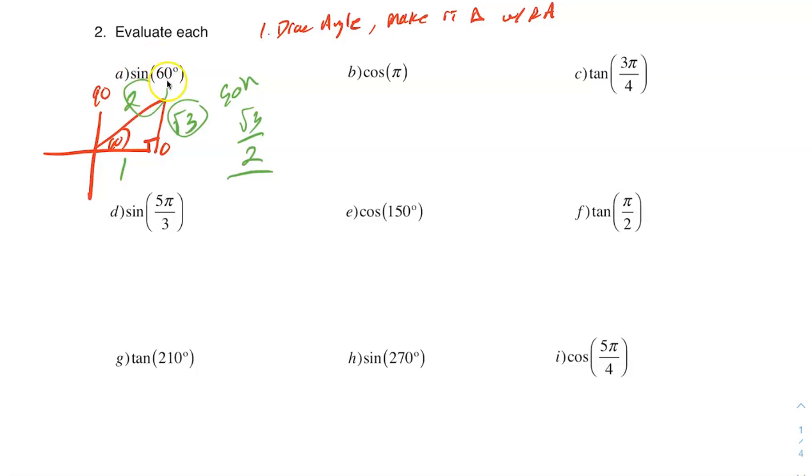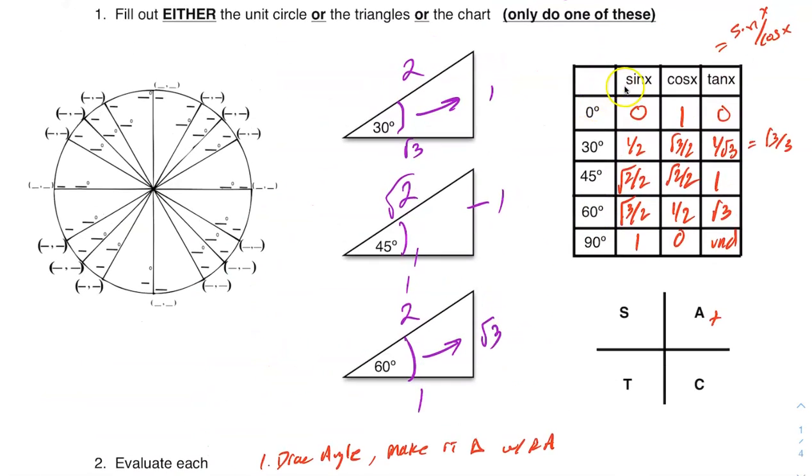Now if you're going to do sine of 60 with the table, that's one of the easier ones. It's on there. Sine 60, rad 3 over 2.